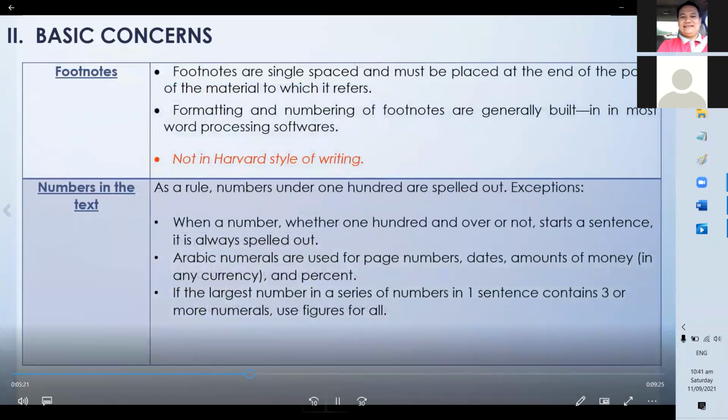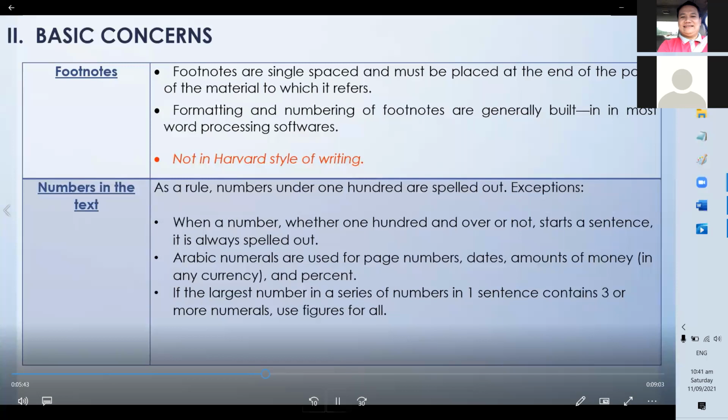The footnotes. Footnotes are single-spaced and must be placed at the end of the page of the material to which it refers. Formatting and numbering of footnotes are generally built in most word processing software, but footnotes are not acceptable in Harvard style of writing.